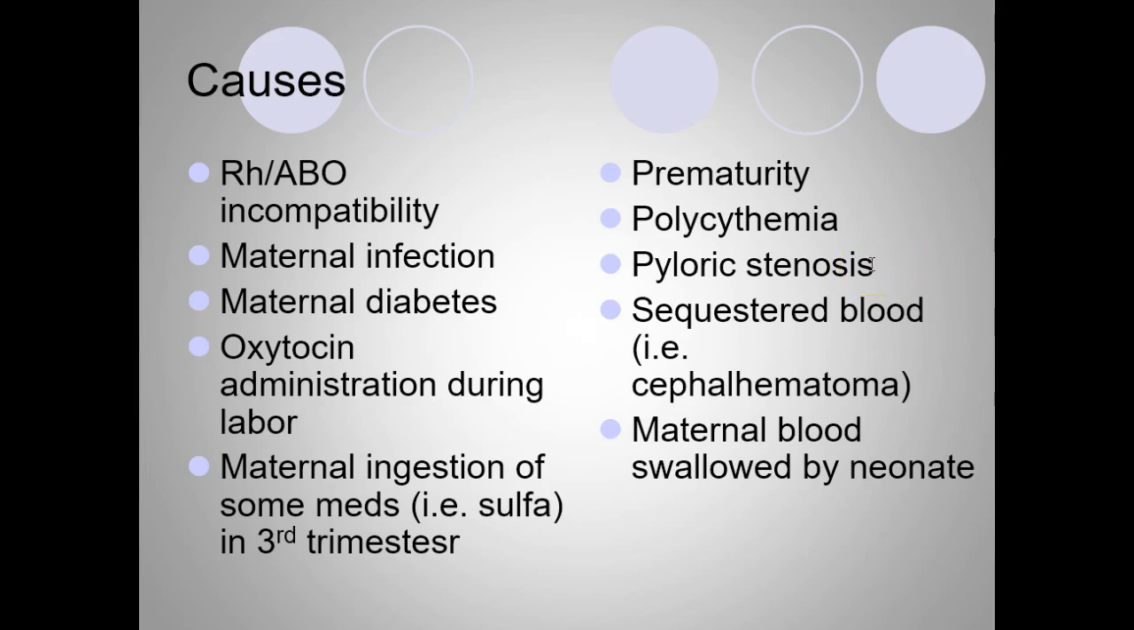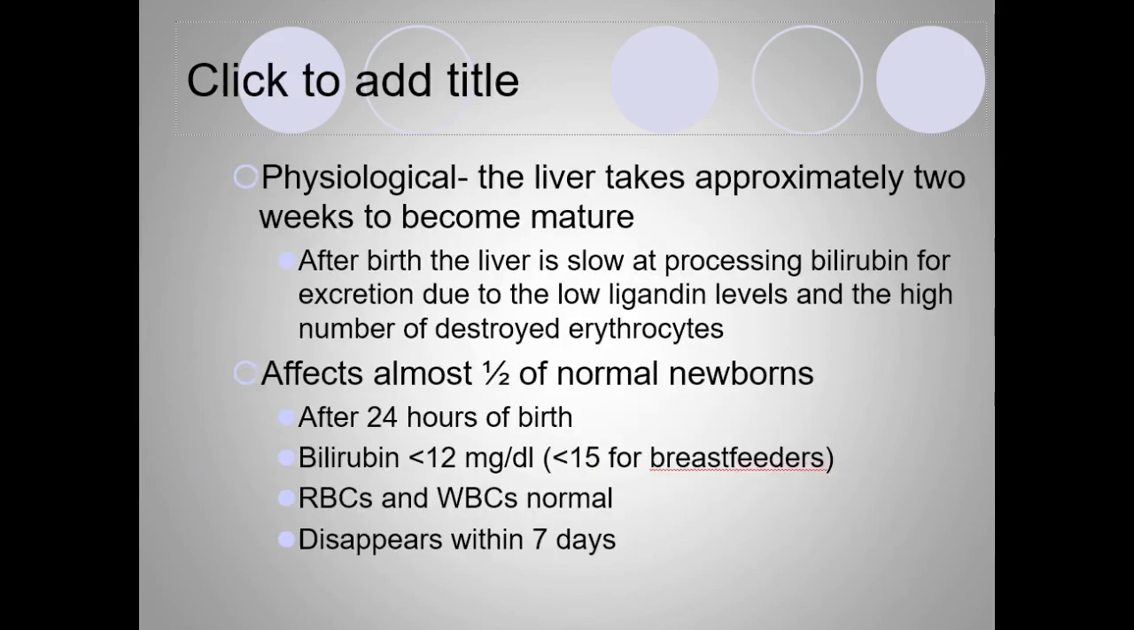Pyloric stenosis, it can cause damage. Sequestered blood, again, cephalohematoma, any bruising on the baby, anything that caused damage and caused the red blood cells to lyse. And then maternal blood swallowed by the neonate.